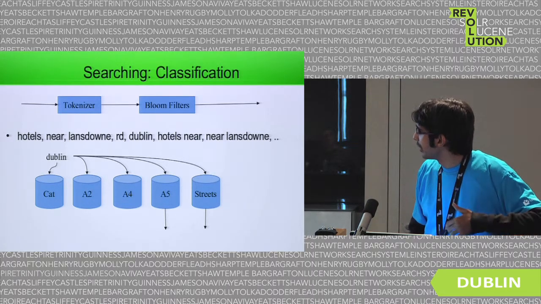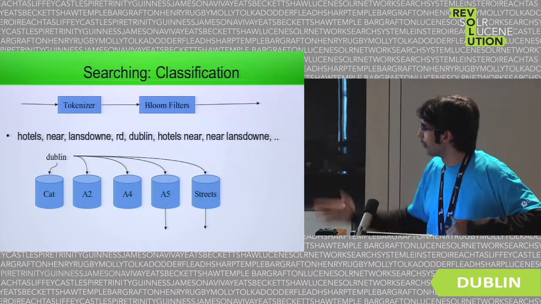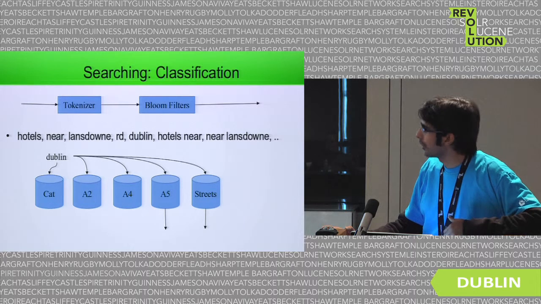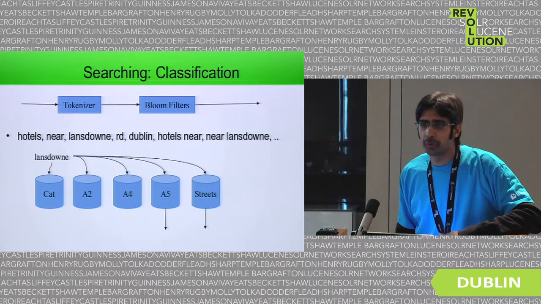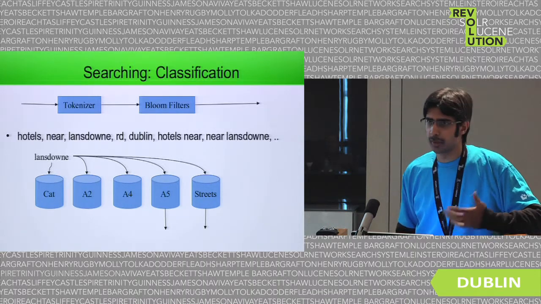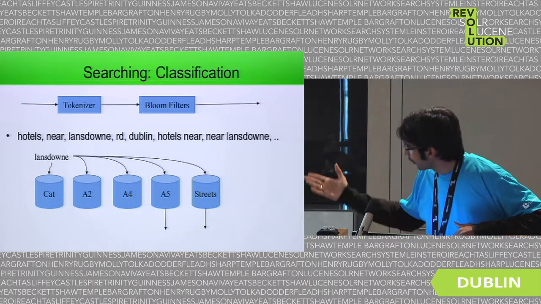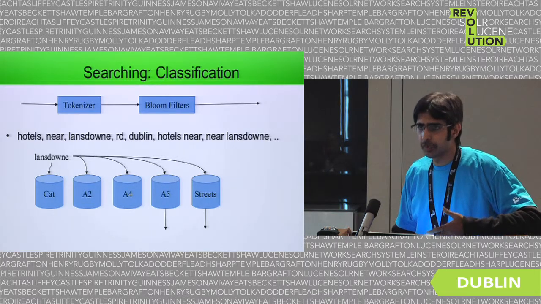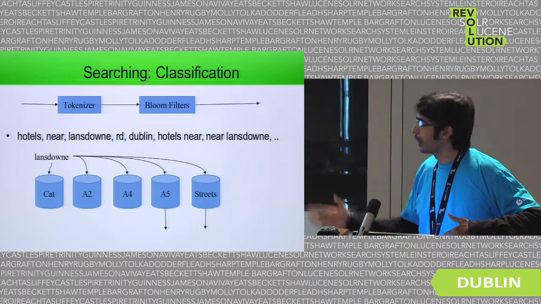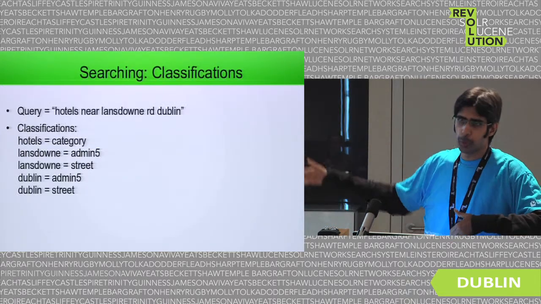So given Dublin, it will probably pass through the administrative area 5, which is the county in this case. Streets will pass because there could be a Dublin road somewhere in, probably, Limerick or somewhere else. Similarly, Lansdowne: there could be a city by the name of Lansdowne somewhere, and Lansdowne is also a street in Dublin. So both the Bloom filters give you a positive match there.